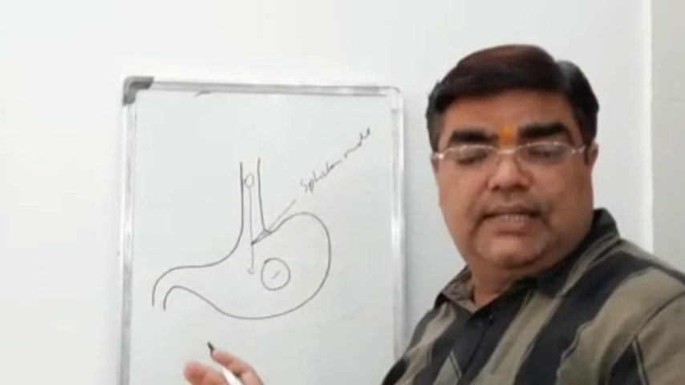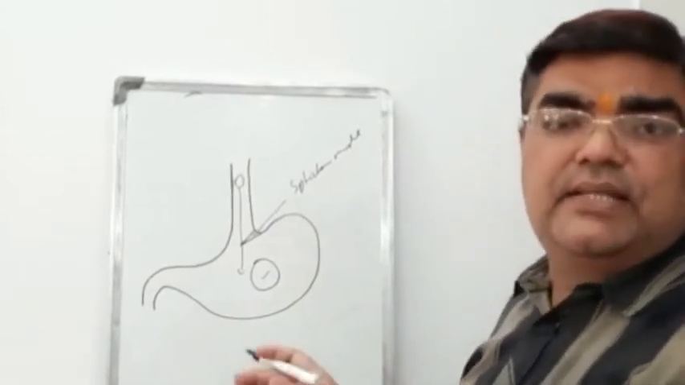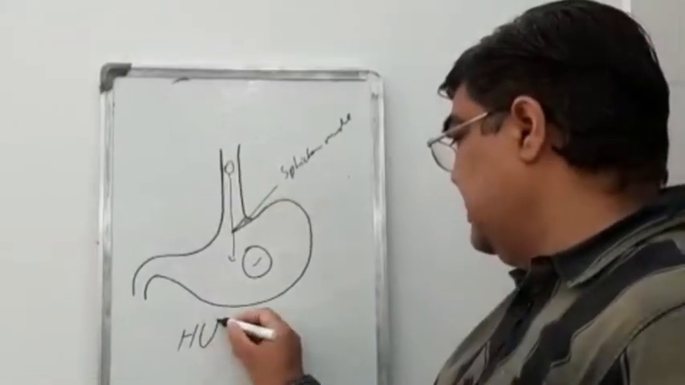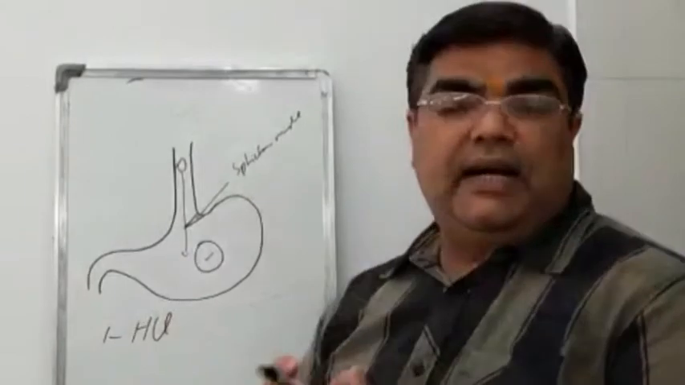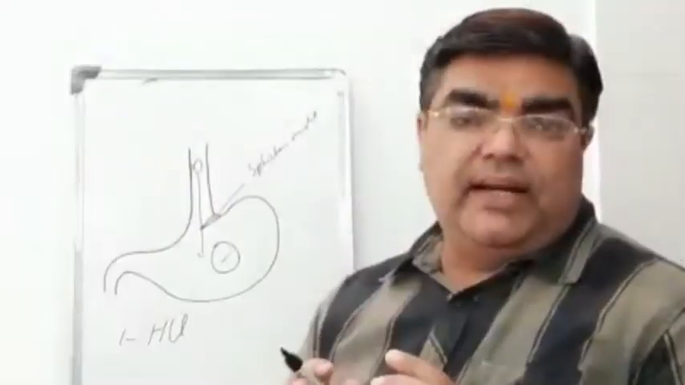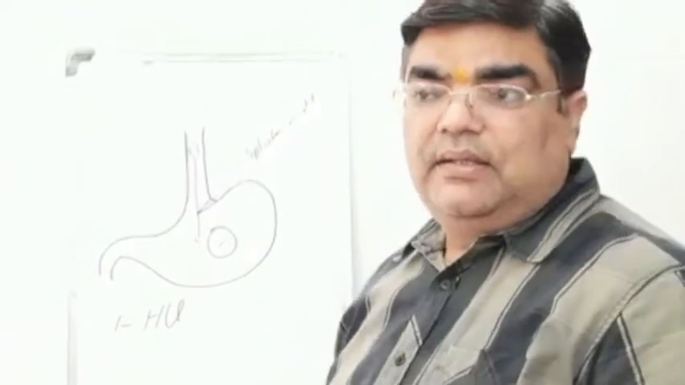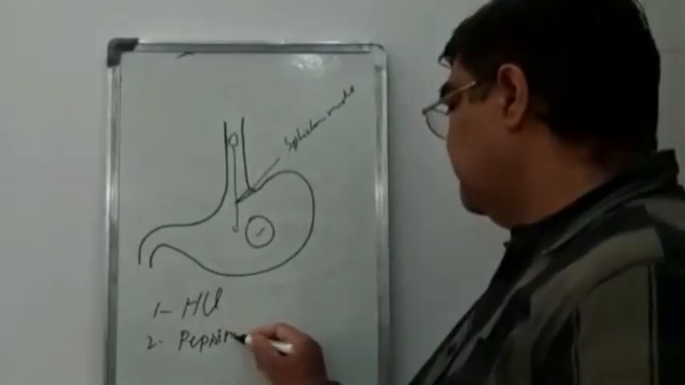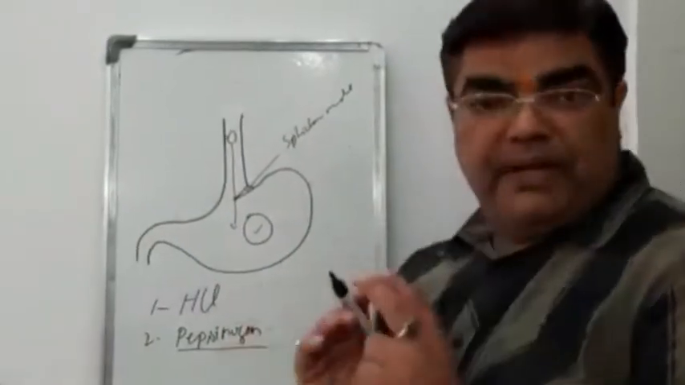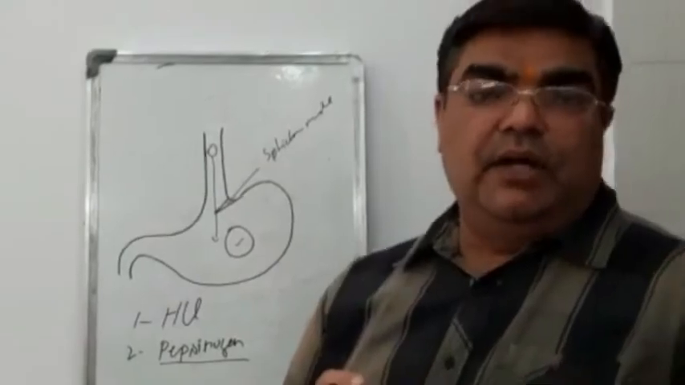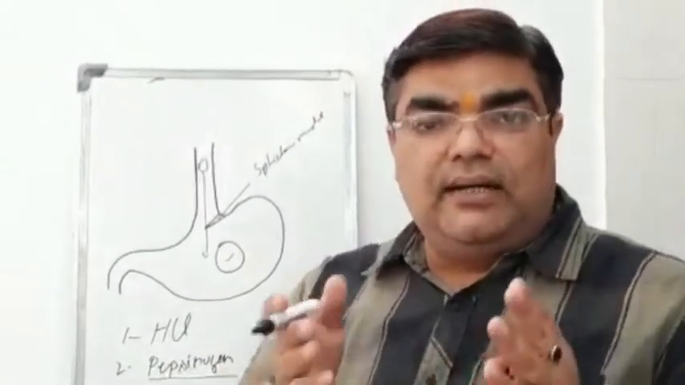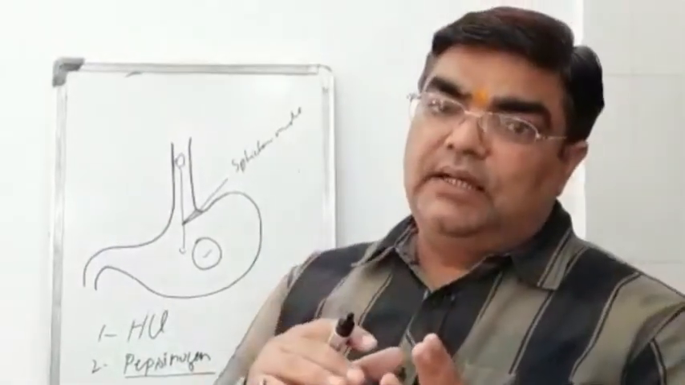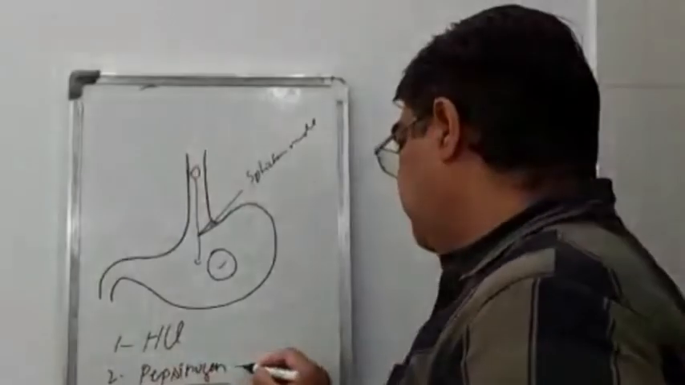Now there are certain processes taking place inside the stomach. First of all, there are 3 things present in the stomach. The first one is HCl. HCl makes the medium acidic. And the second one is pepsinogen. Pepsinogen is the proenzyme, or you can say the inactive form of pepsin, and HCl converts this pepsinogen into pepsin.